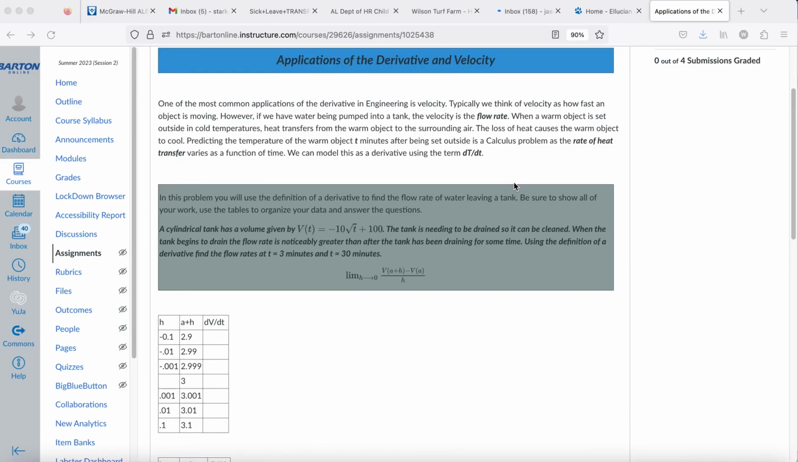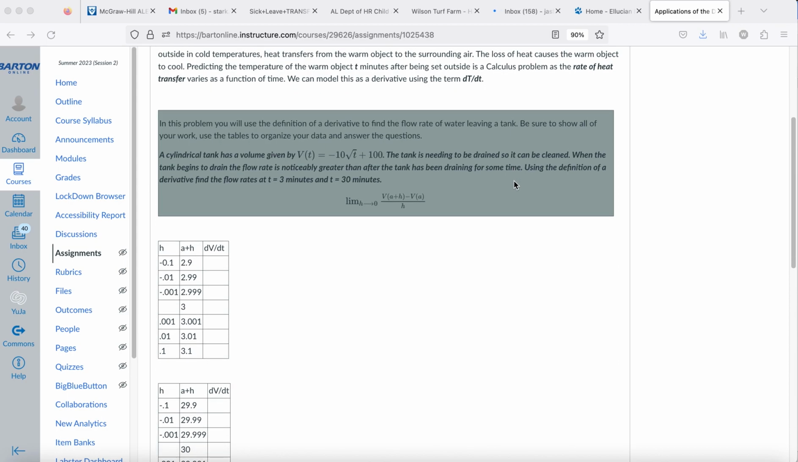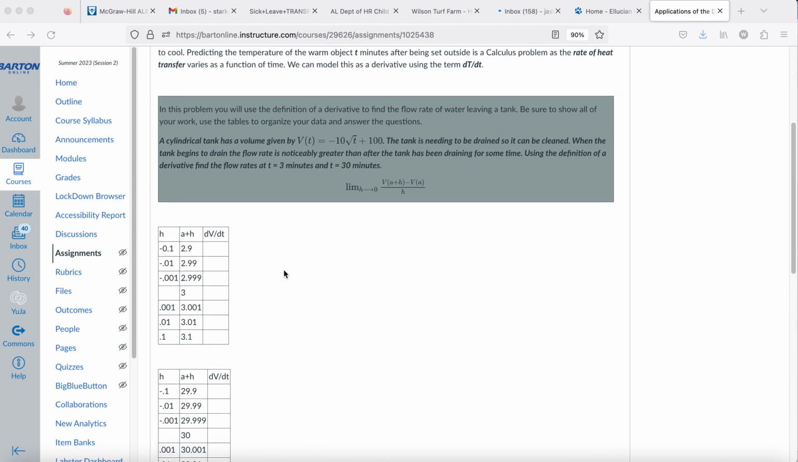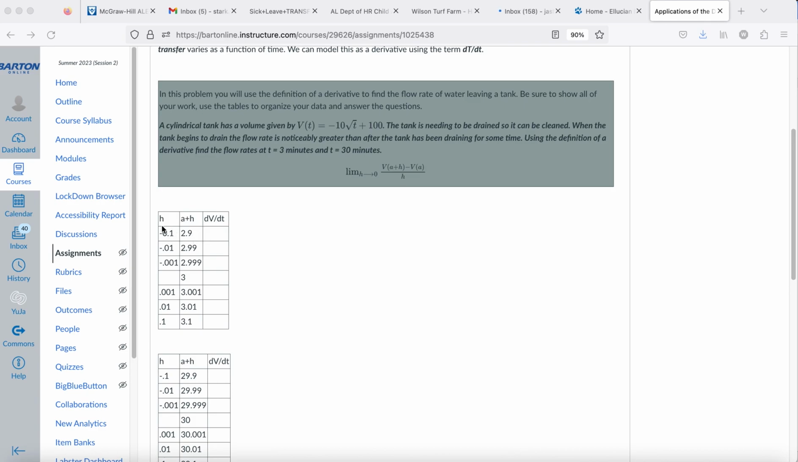This is a video that I think might help get you started with the applications of the derivative and velocity exercise. This is the exercise for this week. You'll notice that in this particular example, we have V of t, which describes the volume in a cylindrical tank. If you look at our table, you'll notice we've got h, a plus h, and dV/dt, and it can be a little tough to figure out exactly how to get started.